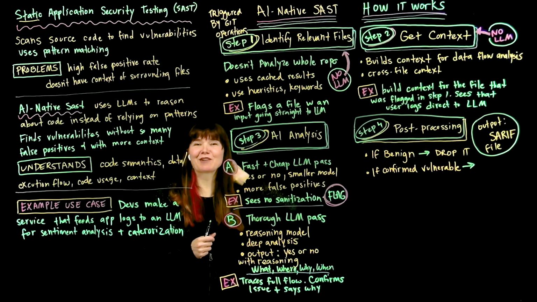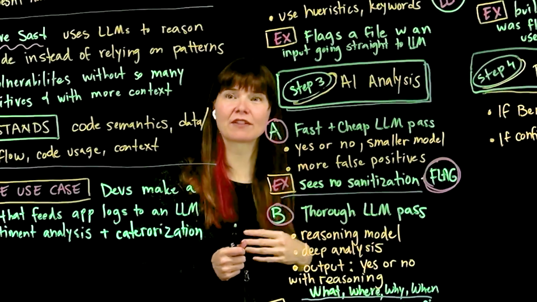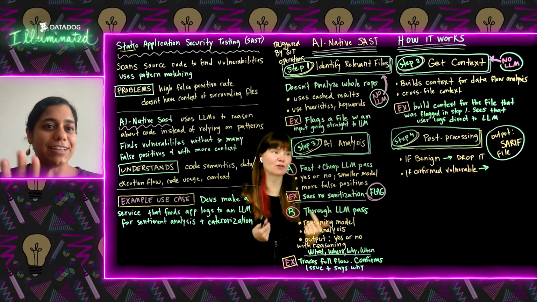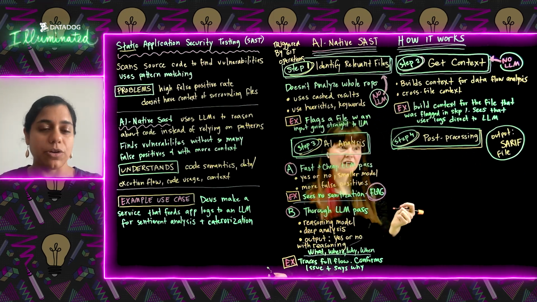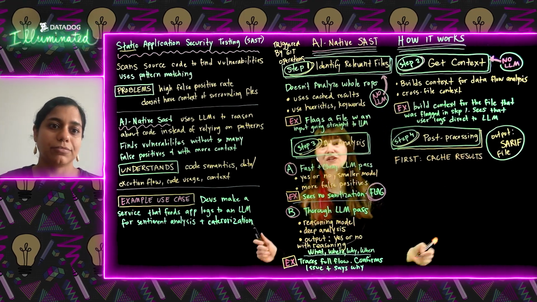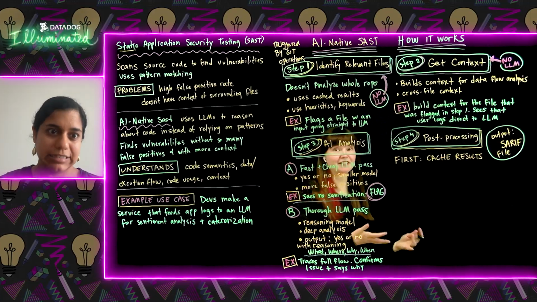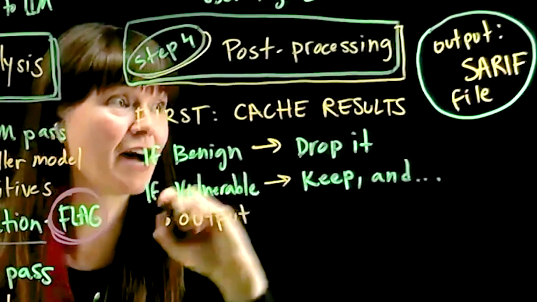I'm hung up on something you just said, so I'm going to take you back to the results being cached. The results are cached regardless of whether it's vulnerable? Yes. If we found something, if we didn't find something, we basically say this is what we know for this file, and the details that we're tracking. This is everything we know. But what we actually populate into a SARIF file to surface to users is only the things that we've said are confirmed vulnerable with high confidence. So the first thing you do is cache results. Then if benign, drop it. Yep. If benign, drop it. If confirmed vulnerable, keep. Okay, so we output this SARIF file.